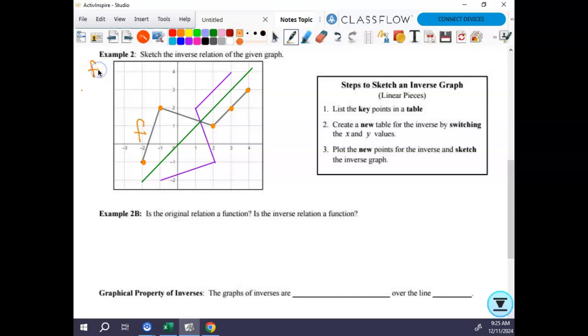So for my F table, my X and Y's, I'm going to have (-2, -1), (-1, 2), (1, 2), (3, 2), and (4, 3). Okay, so that is my F function. Then I'm going to make a table for my inverse. And all we're going to do in that little table is switch X and Y. So go ahead and write those out.